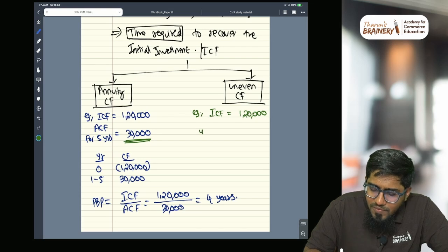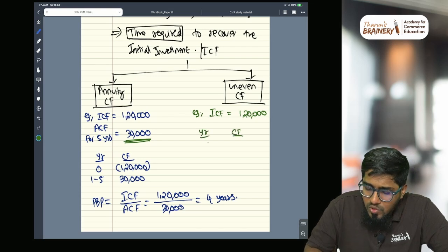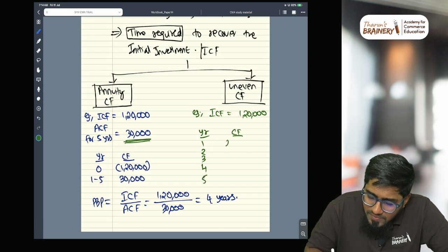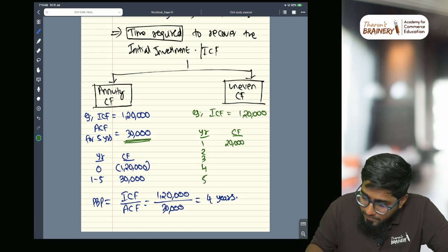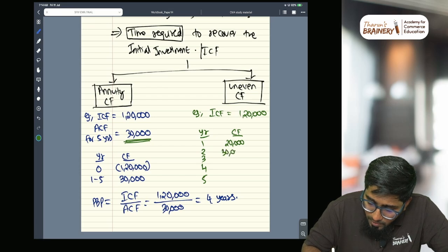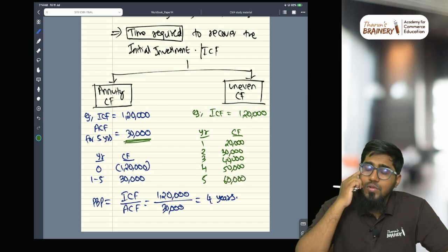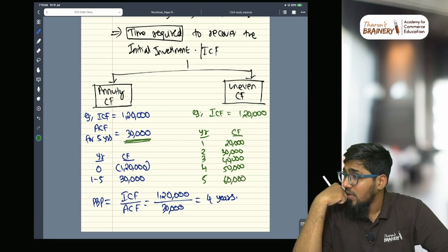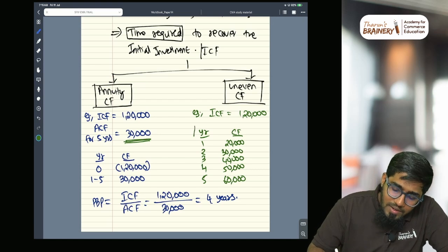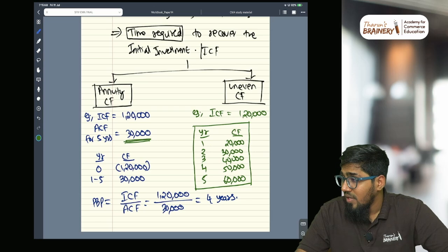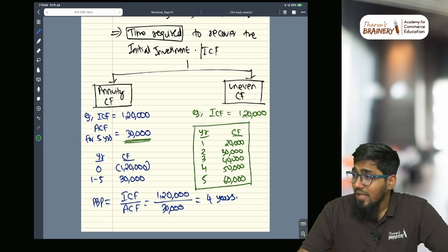So here your columns are year and cash flow, years 1, 2, 3, 4, 5. The cash flows are first year 20,000, then 30,000, then 40,000, then 50,000, and then 60,000. This is an example for uneven cash flows. Why uneven? Because every year the cash flows are not the same. So that's the reason we call it uneven cash flows.